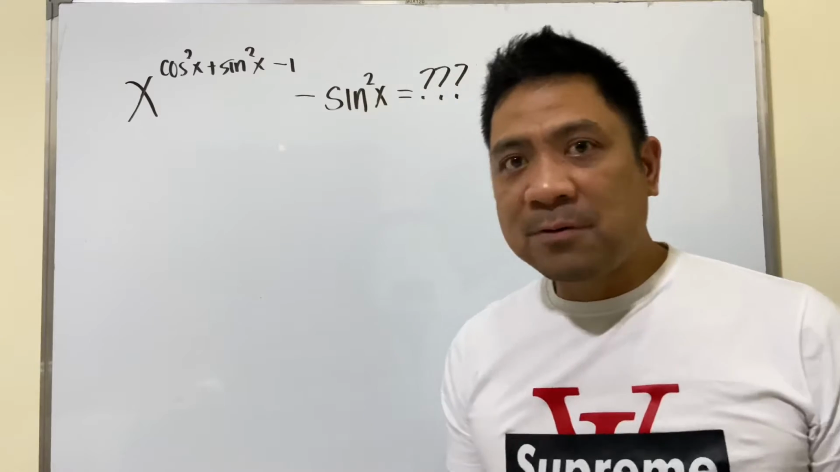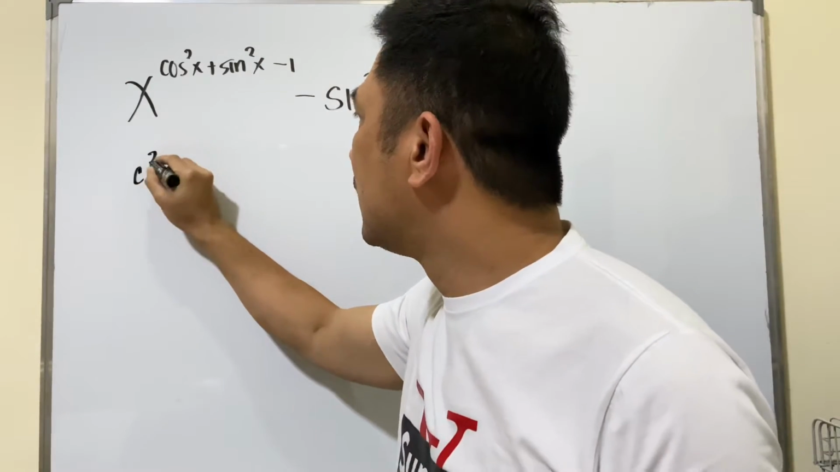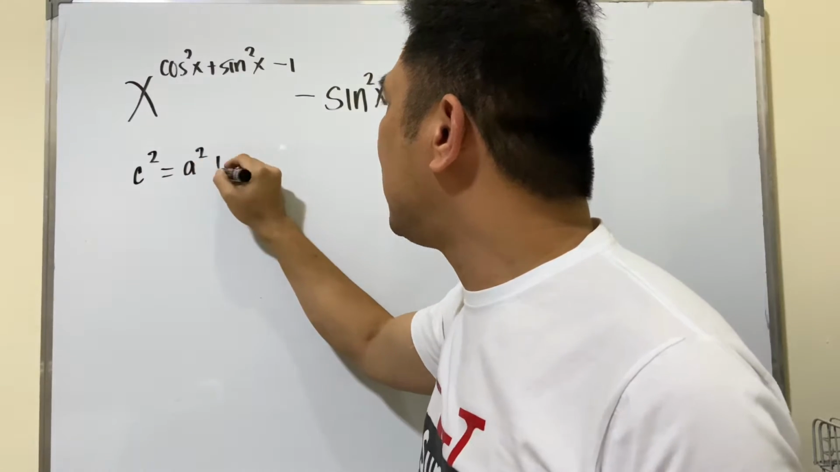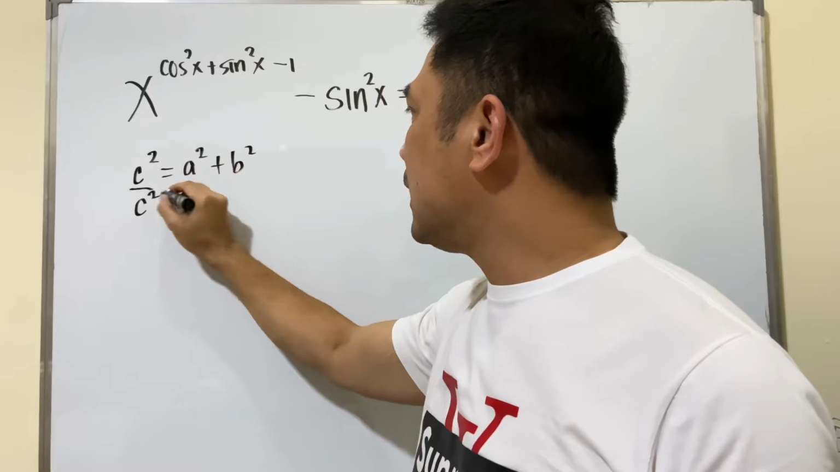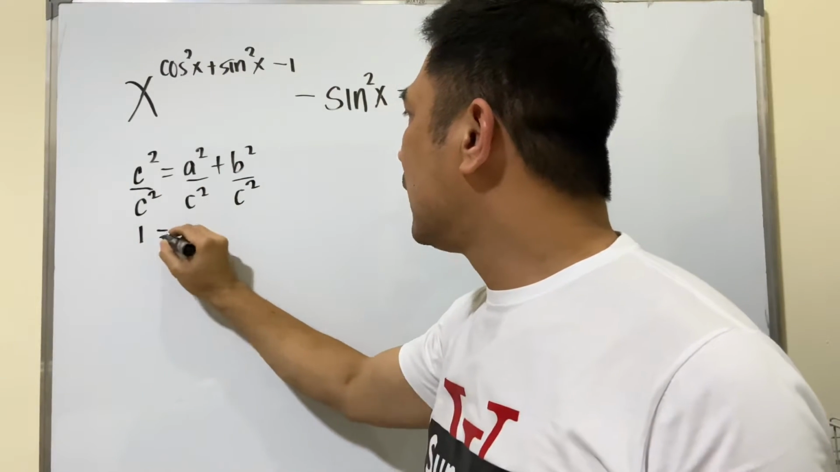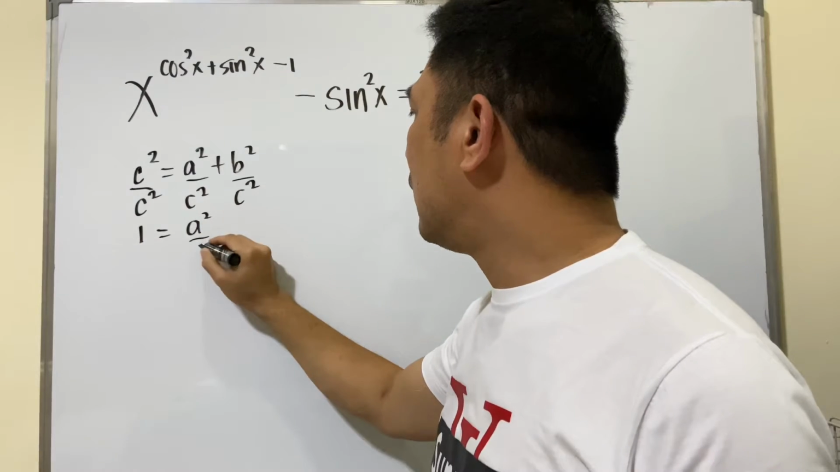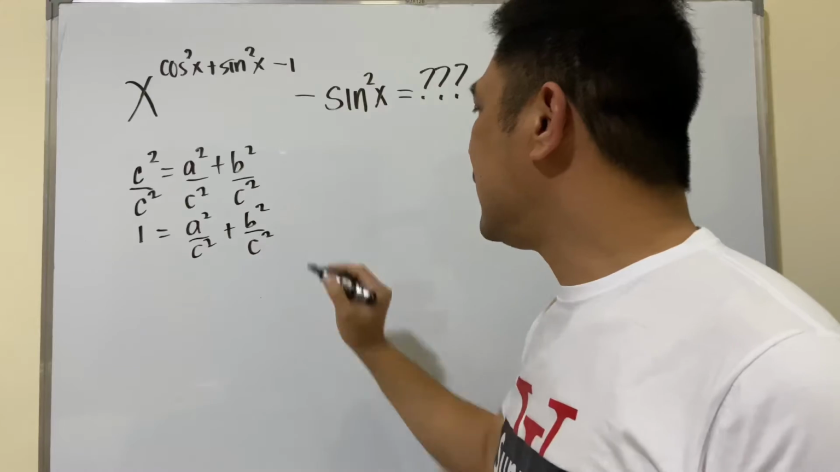As we all know from our Pythagorean theorem, c squared is equal to a squared plus b squared. So if we divide all terms by c squared, you will have 1 equals a squared over c squared plus b squared over c squared.